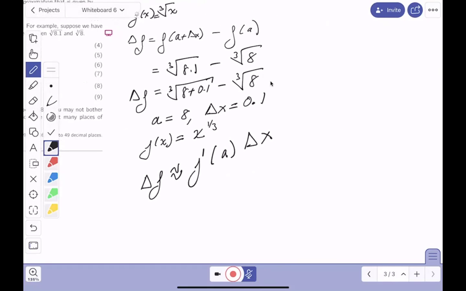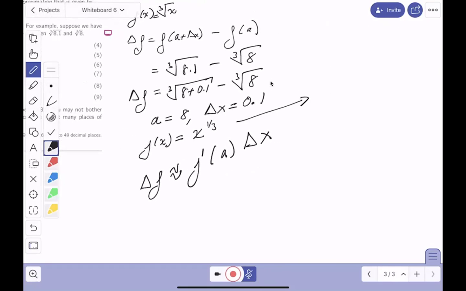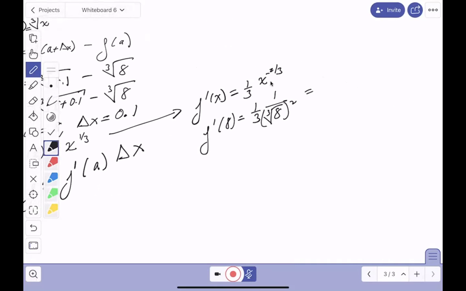But I'm saying approximately the same. So now it comes to a problem. I've got to get f prime. What's that going to be? 1/3 x to the minus 2/3. And then I have to evaluate it at a. What's a? 8. That's going to be 1/3 x to the minus 2/3. What's x? It's 8. So it's going to be the cube root of 8, and we're going to square it. I think I can do it. Cube root of 8 is 2. 2 squared is 4. So it'll be 1/12.